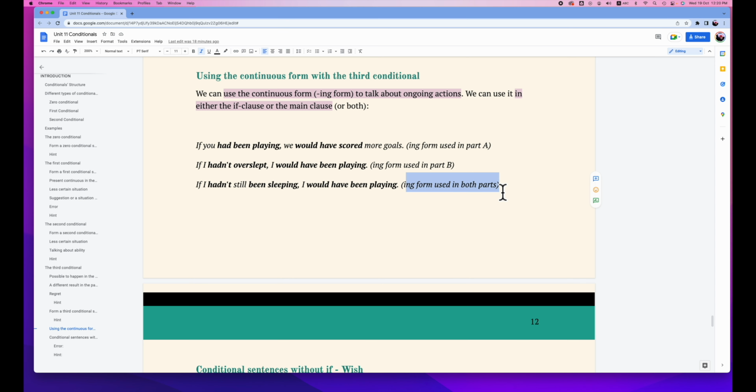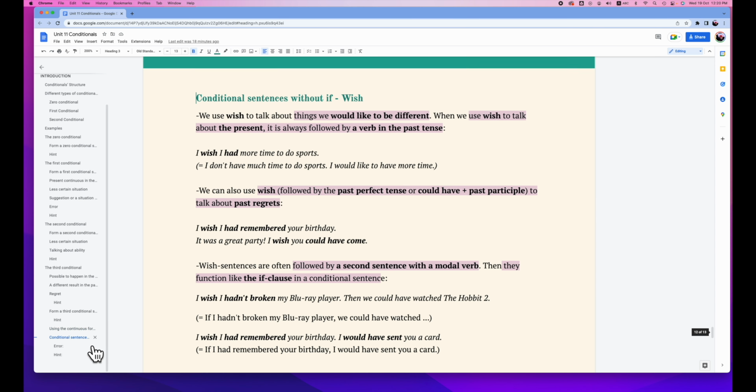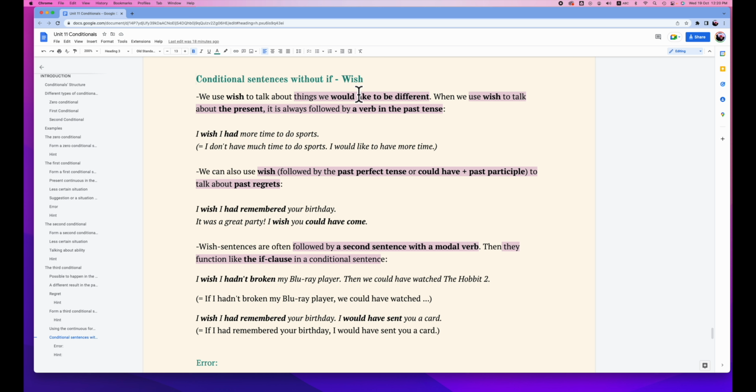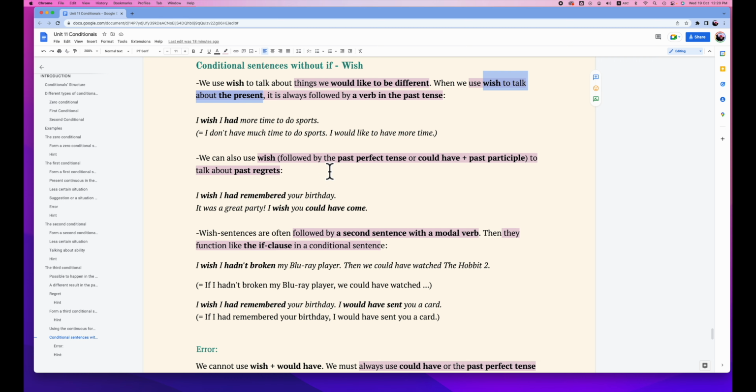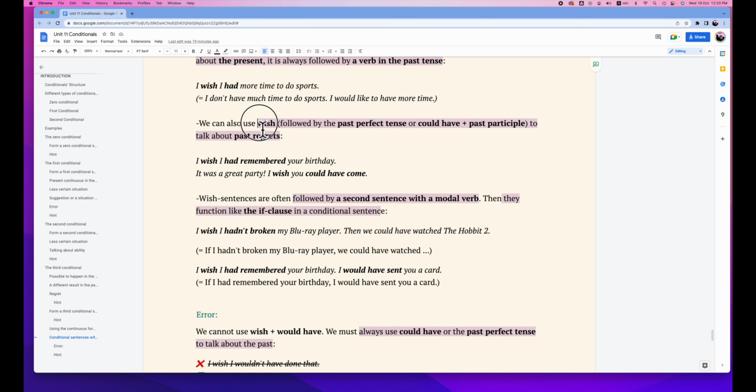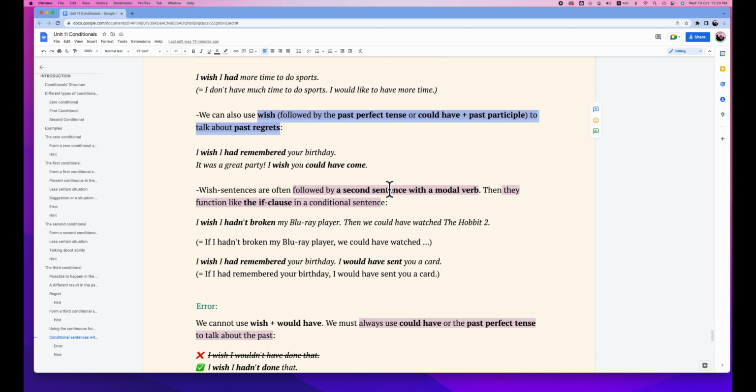Then how about another very interesting topic, using the word wish in conditional sentences? In how many situations could we apply the word wish? Let's take a look. In conditional sentences without if, but with the word wish, we can talk about how we would like things to be different. We use wish to talk about the present, and we use wish plus the past perfect tense or could have plus a past participle to talk about a past regret.